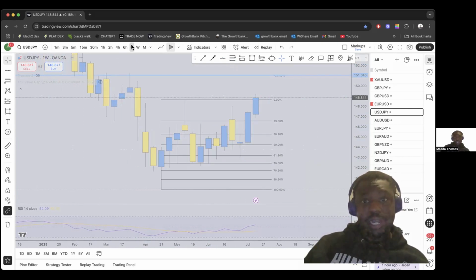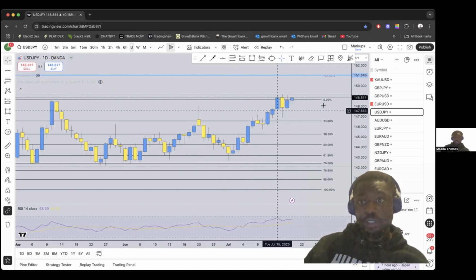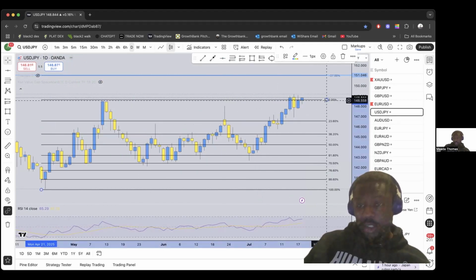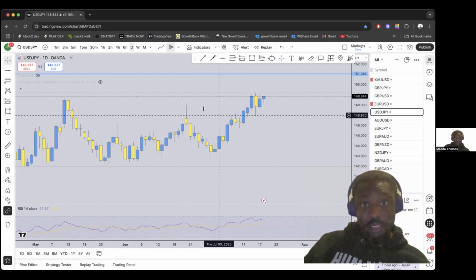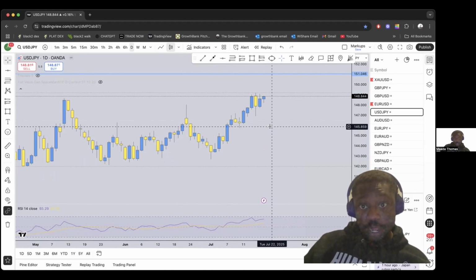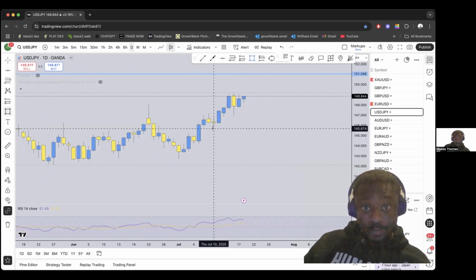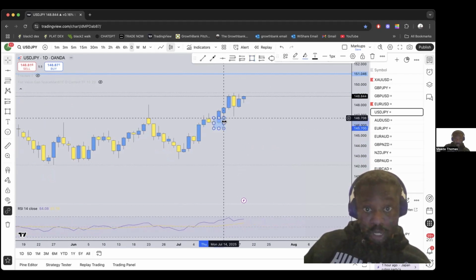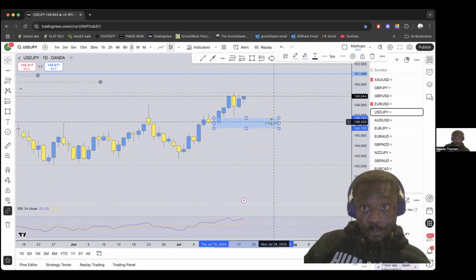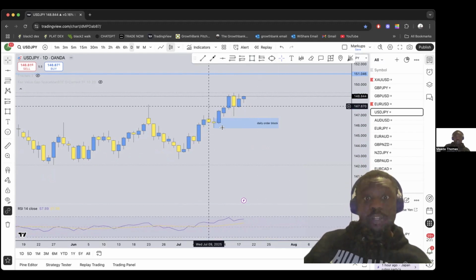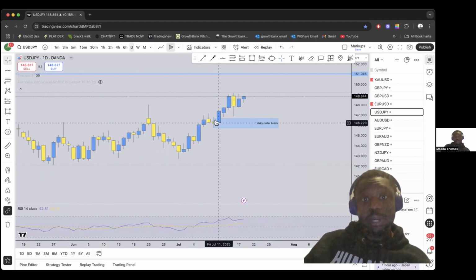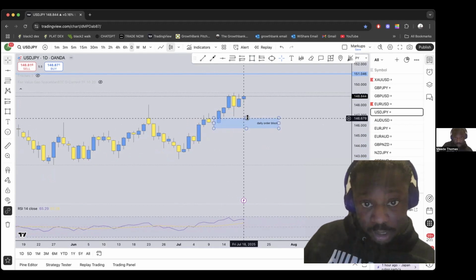Okay, so let's go down to the day. Let's try and see this last piece of structure. All right, so we broke the high, we broke this high, and we broke this high, which is really good. So this is the order block that we're going to look at on the day. Ideally, we would love for the price to come into this zone on the daily before we come up, right? Obviously, it came close, but no cigar.